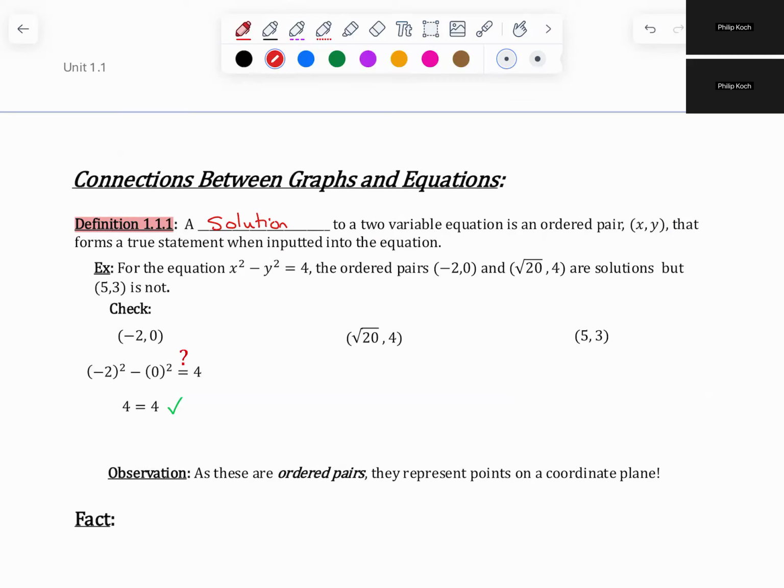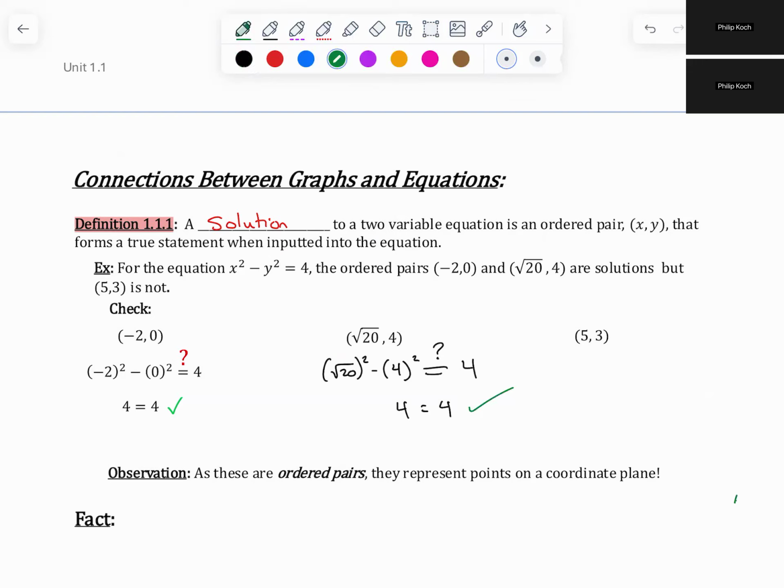As I did one here, I replaced the x's with a negative 2 and the y's with a 0. Negative 2 quantity squared minus 0 squared is 4. 4 equals 4. Good. Checking the next one. Square root 20 quantity squared minus 4 quantity squared. Does that equal 4? That's going to be 20 minus 16. That's going to be 4. So 4 equals 4. Yes, it does.